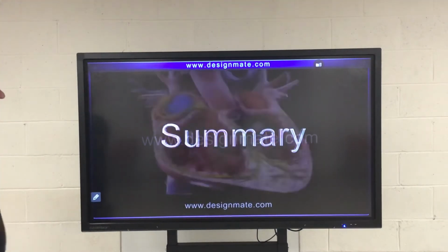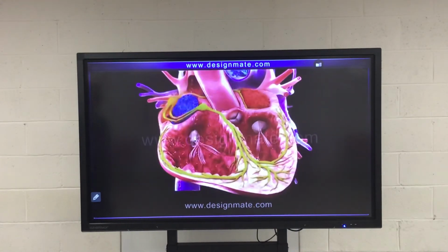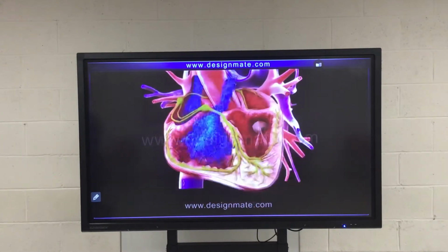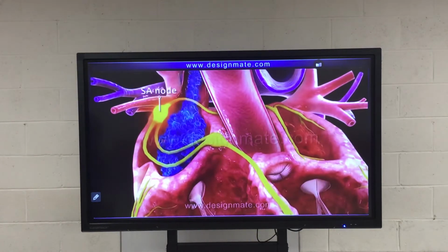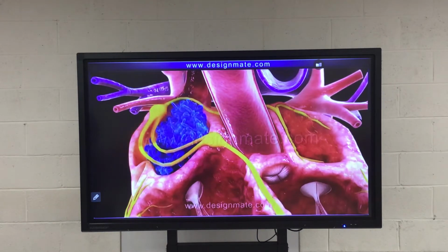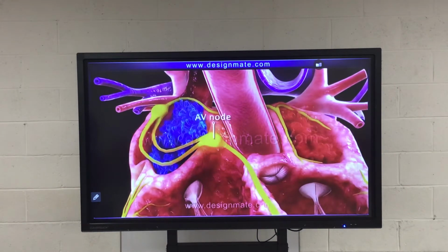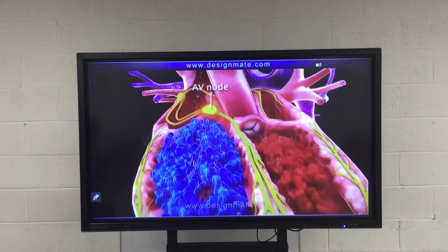Summary. We can now observe the impulse conduction and heartbeat in synchronization with the blood flow. The cardiac cycle begins with the SA node generating an impulse, which spreads to the two atrial walls and also reaches the AV node. The two atria, which form the atrial syncytium, contract.